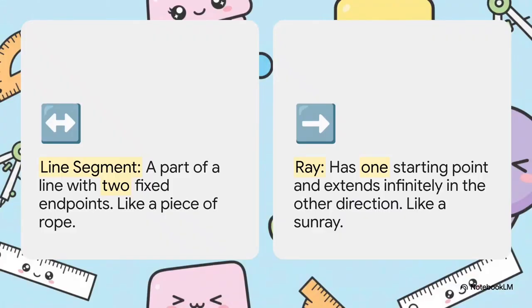Of course, we can't always work with the concept of infinity, right? So we break lines down into more manageable pieces. A line segment is a finite chunk with 2 clear endpoints. Think of it like a piece of string. Then you have a ray, which is kind of a hybrid. It has one starting point and then shoots off into infinity in one direction, just like a ray of sun.